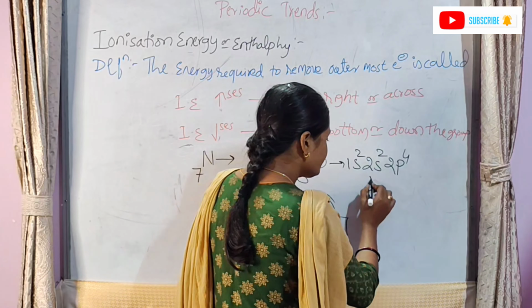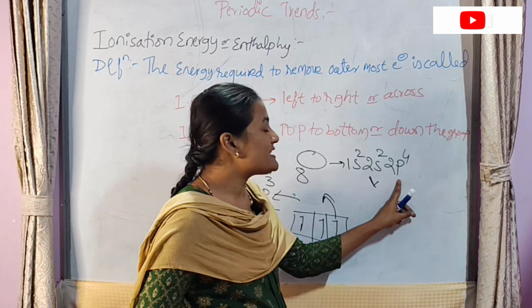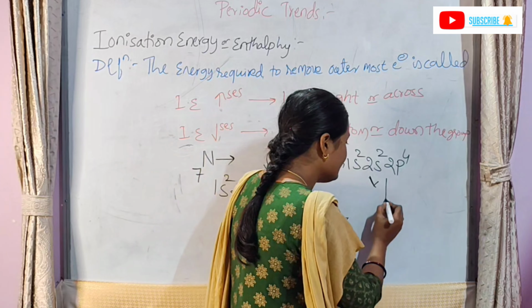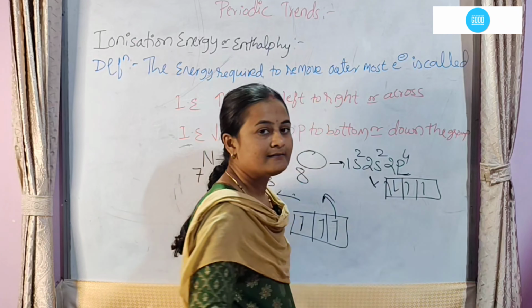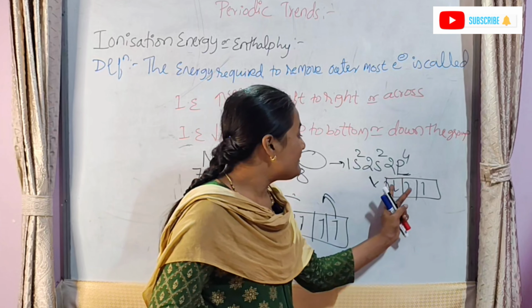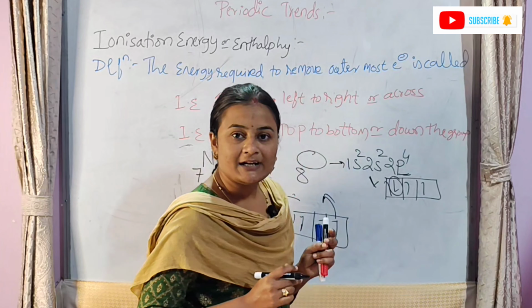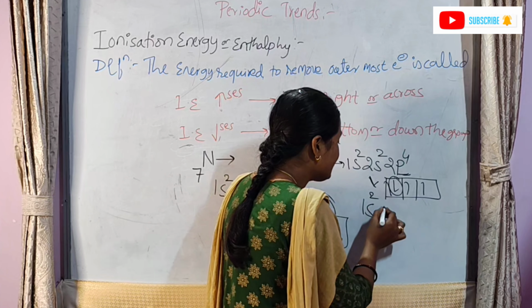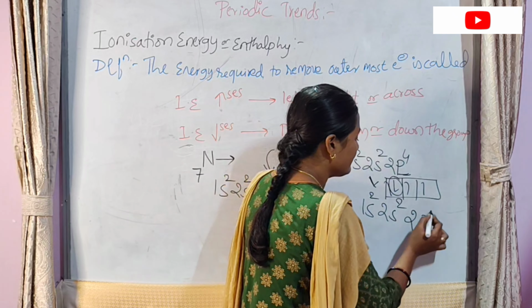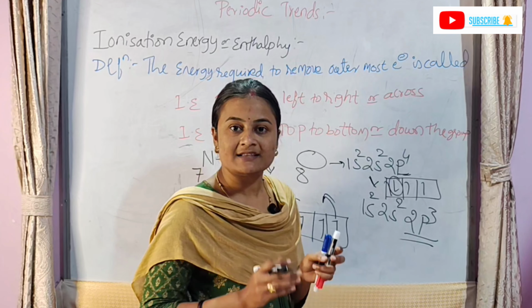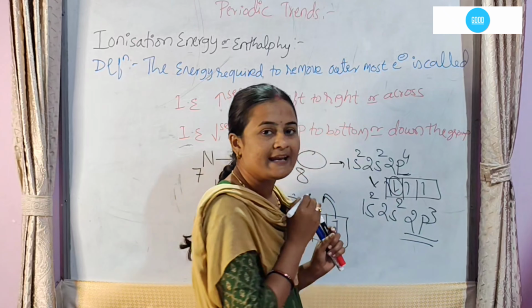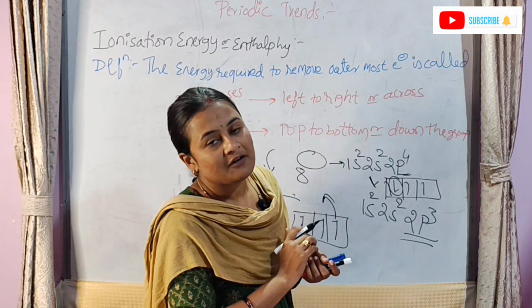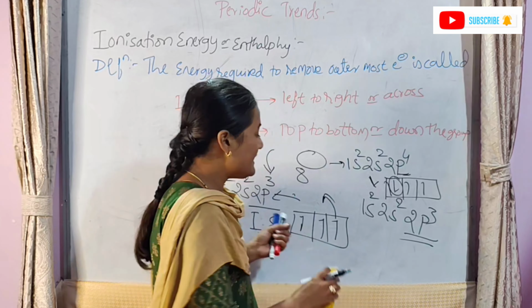Similarly, in oxygen, if you want to remove the electron present in the p orbital, you can easily remove the 4th electron. Why? Because if you remove this 4th electron, it will easily get a half-filled configuration. Therefore, a very low amount of energy is required to remove this 4th electron because it will get the half-filled configuration.